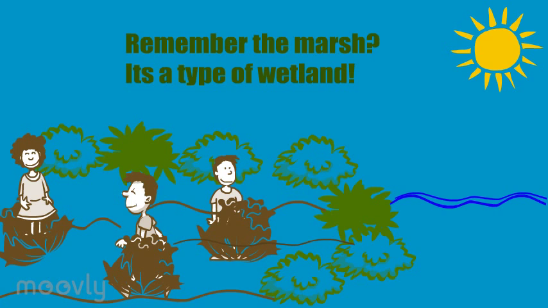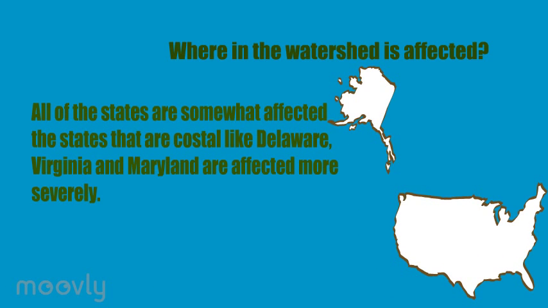Remember the marsh? It's a type of wetland. Where the watershed is affected, all of the states are somewhat affected. The states that are coastal, like Delaware, Virginia, and Maryland, are affected more severely.